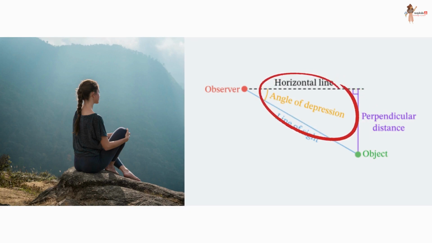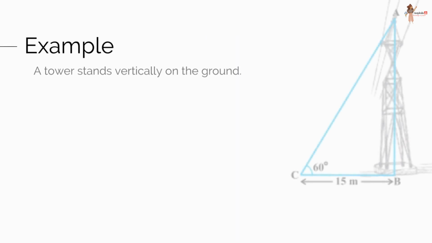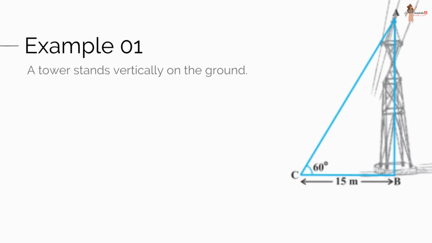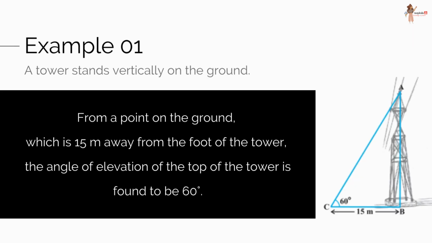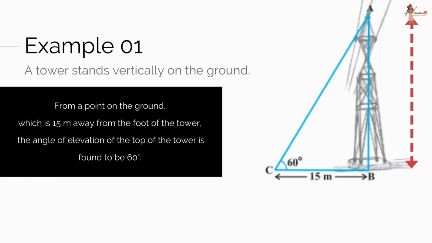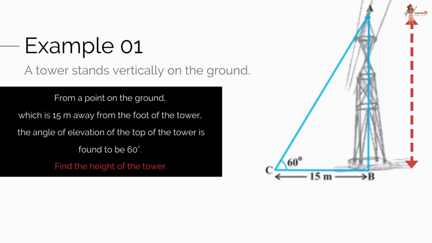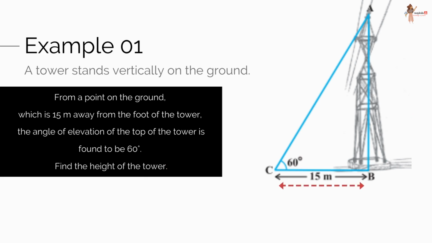So, shall we start? Okay, here we go. Example 1: A tower stands vertically on the ground. From a point on the ground which is 15 meters away from the foot of the tower, the angle of elevation of the top of the tower is found to be 60 degrees. Here AB represents the tower and we need to find the height of the tower. CB is the distance of the point from the tower and angle ACB is the angle of elevation. We need to determine the height of the tower, that is AB.